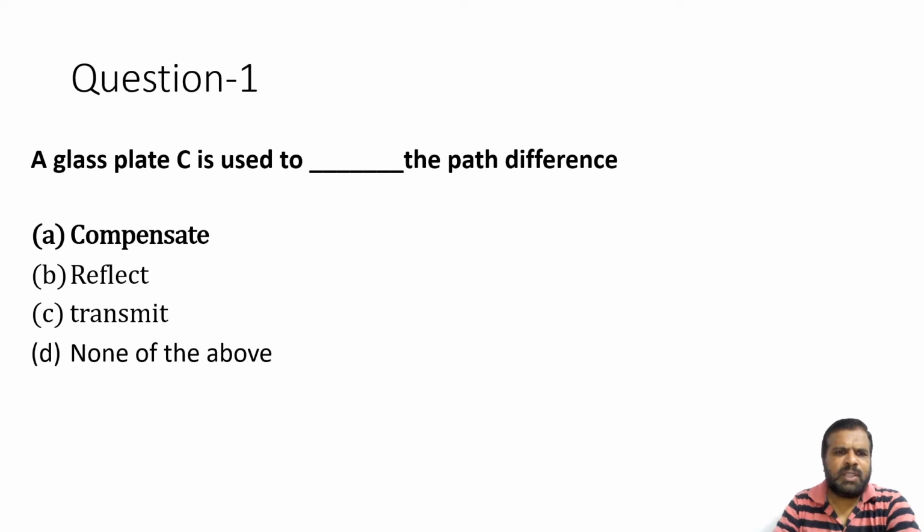On the basis of this session, we have some multiple choice questions. Question number 1. A glass plate C is used to dash the path difference. Option A, compensate. Option B, reflect. Option C, transmit. Option D, none of the above. The correct option is option A, compensate.